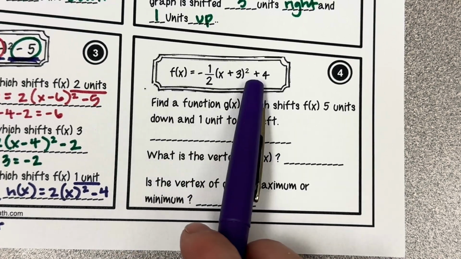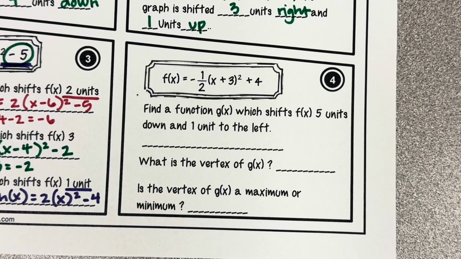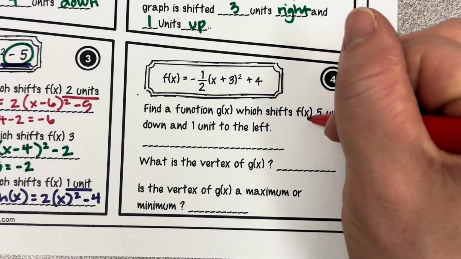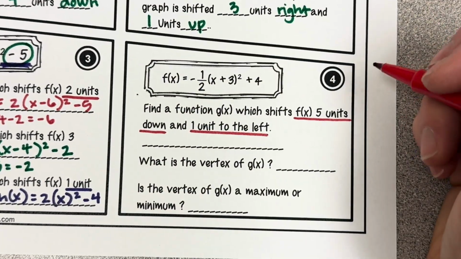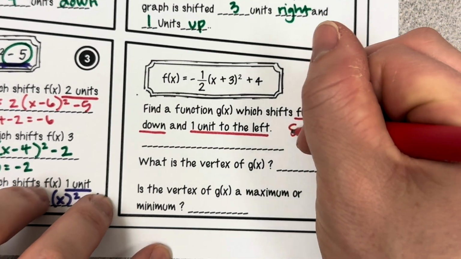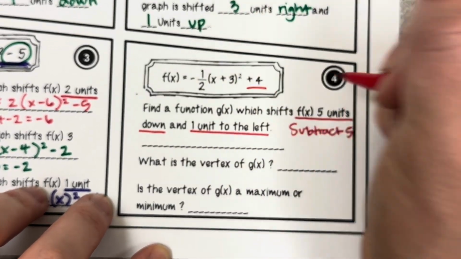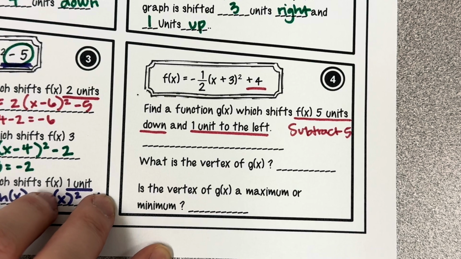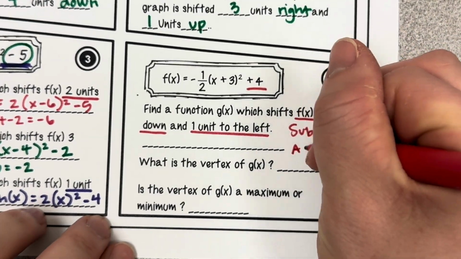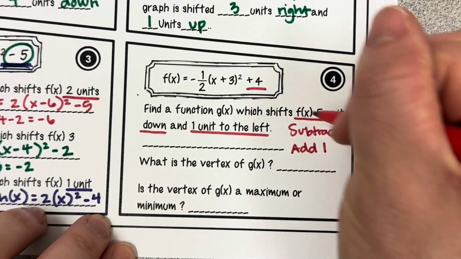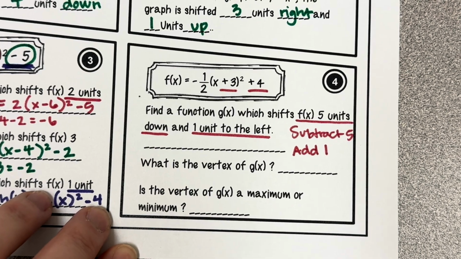Okay, let's look at box number 4. Alrighty, so we're given our original function right here. Find a function g of x which shifts f of x 5 units down and 1 unit to the left. So that means 5 units down, we are subtracting 5 from the number on the outside. And then 1 unit to the left, we are adding 1 to the number on the inside.